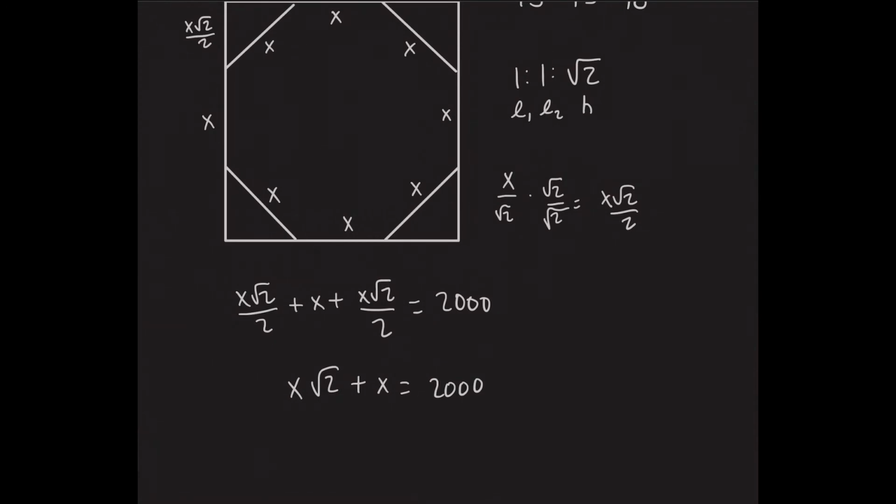Factoring out an x from the two terms on the left side of the equation, we get x times root 2 plus 1 equals 2000.